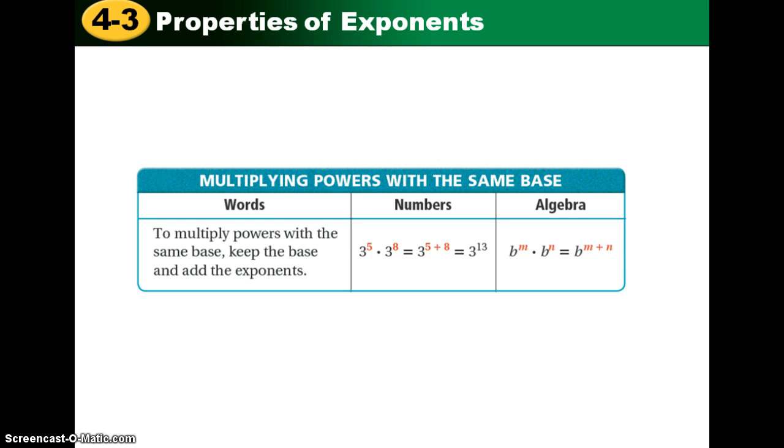So our first rule is multiplying powers with the same base. To multiply powers with the same base, we keep the base and add the exponents. So you can only do this when your base is the same. For example, 3 to the 5th times 3 to the 8th. When we're multiplying, we add the exponents. So that would turn into 3 to the 13th.